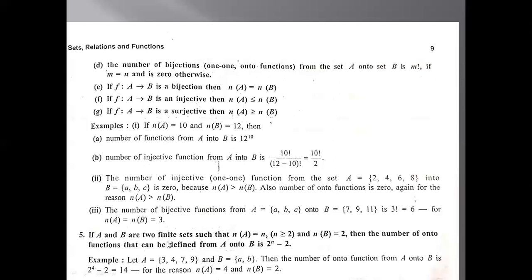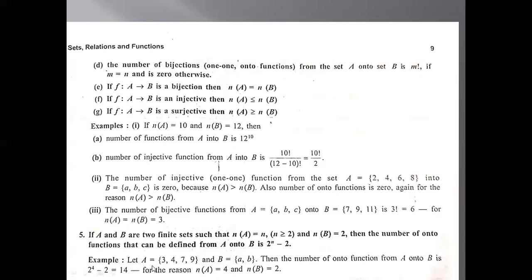Next, the fifth one. If A and B are any two finite sets such that n(A) = n, where n is greater than or equal to 2, and n(B) = 2, then the number of onto functions that can be defined from A onto B is 2 to the power n minus 2.